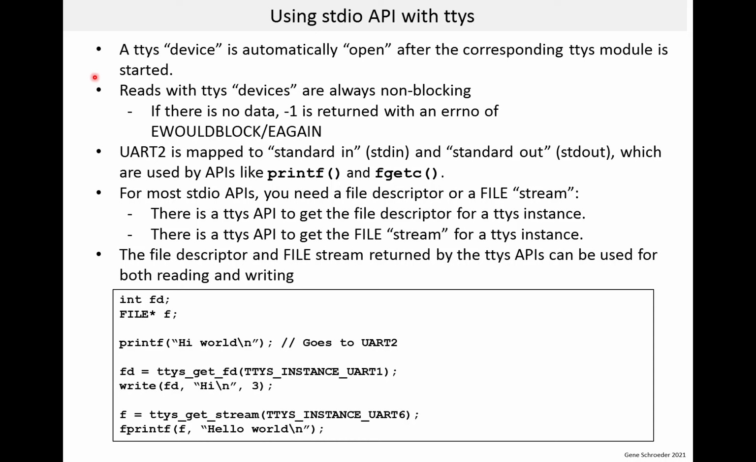Another thing is that reads are always non-blocking. This means that when you call a standard I/O function to read data, it won't wait until some data arrives. Blocking is not allowed with the superloop design. So if you do a read and there's no data, you'll get a -1 return code, and the errno variable will be set to EWOULDBLOCK, which is the same as EAGAIN. This is just telling you there's no data to read and to try again later.